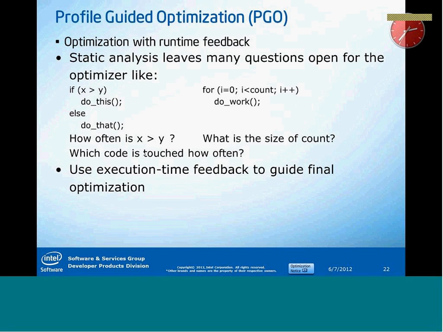A feature that goes along with it is profile-guided optimization. So, optimization done by the compiler with runtime feedback. In your code, if you have something like x greater than y, do this, or else do that. Now, how often is x greater than y, right? That info is not available at build time, so you have to have runtime feedback, and that's the key here. Or you have a loop here in the picture.